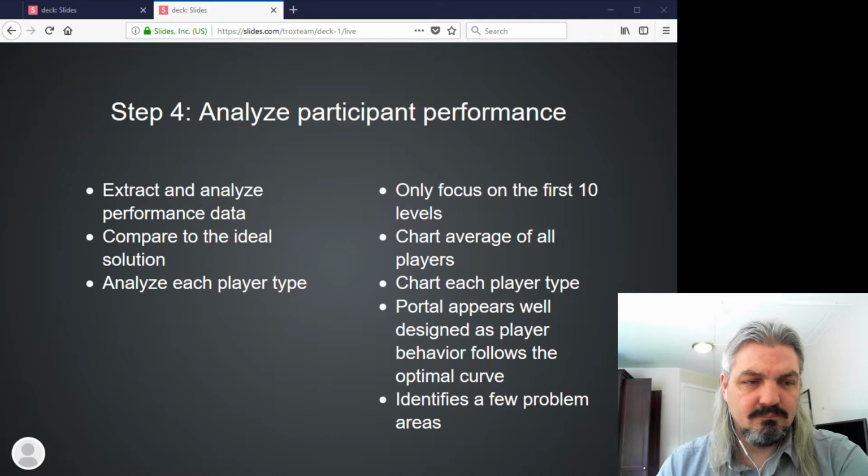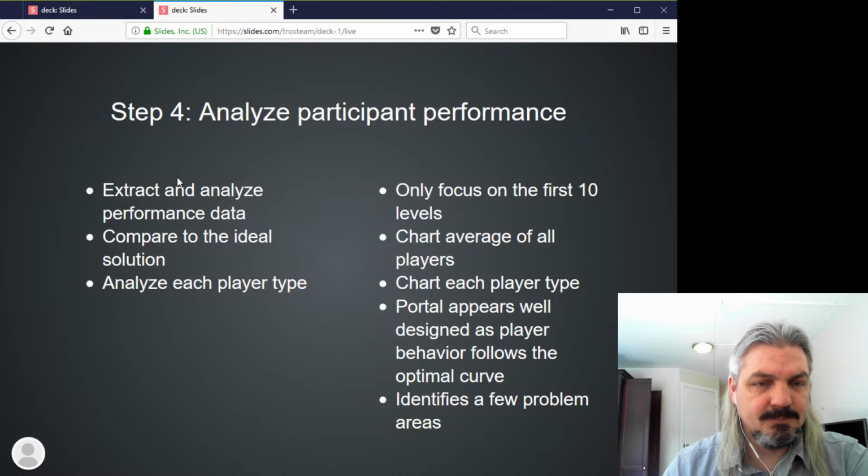Step 4 is to analyze the participant performance. You have to extract and analyze all the performance data you've gathered, and then you have to compare it to the ideal solution you charted in stage 1. And then you should break the analysis down for each of the different player types you have in your study.